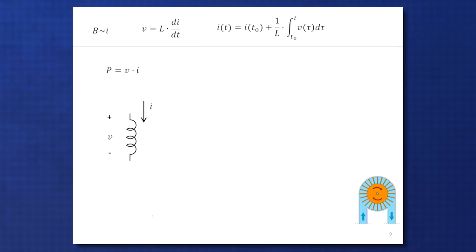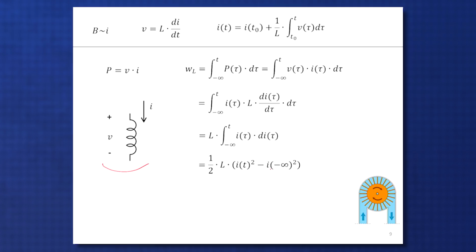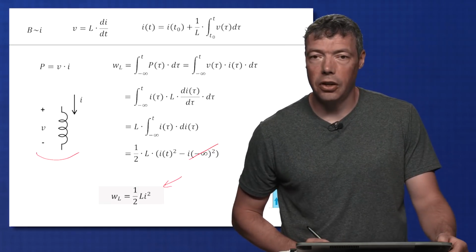And we can also look at the power consumption of my inductor. It is, again, V times I because I'm using the passive sign convention. And let's look again at how much energy is stored in my inductor. So it's the integral of all the power that was received. Again, plug in the equations. And assuming that there was no current flowing at the beginning of time, I get an expression of the energy stored in an inductor, which depends on the current.